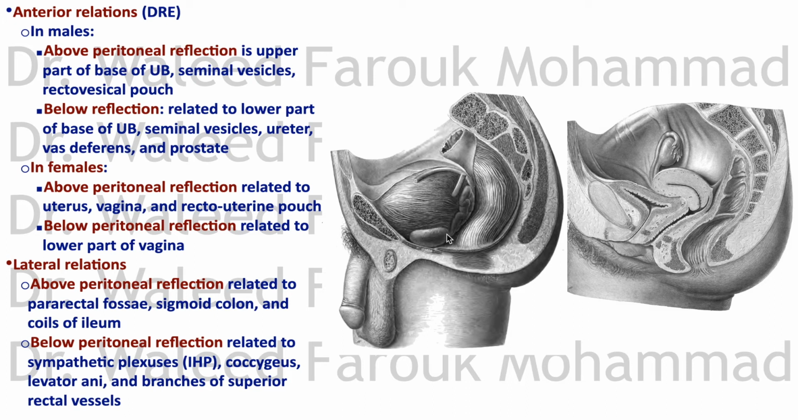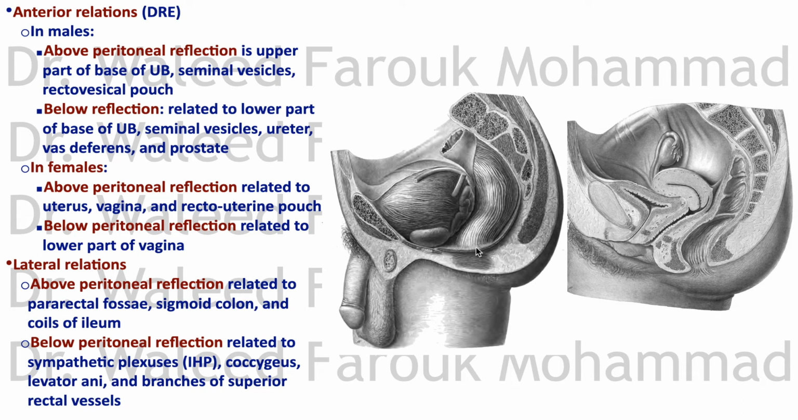Now, these anterior relations in males are the structures that will be felt during a digital rectal examination. Okay? And they divide the digital rectal examination, the finger, into three parts. Proximal part that's related to the perineal body and the genitalia. Middle part related to the prostate and the seminal vesicles, and distal part to the upper part of the urinary bladder and the seminal vesicle. This is how you interpret what you feel in digital rectal examination.